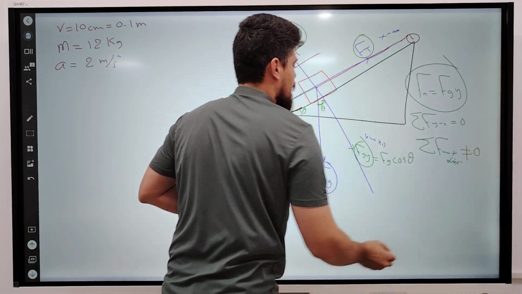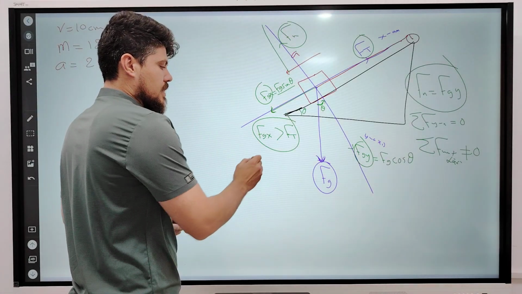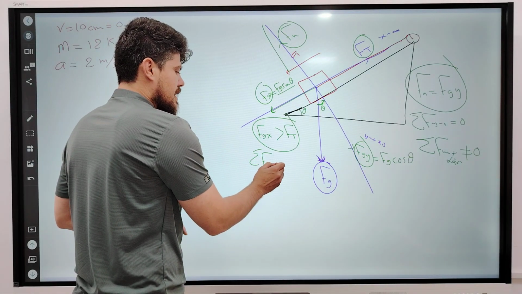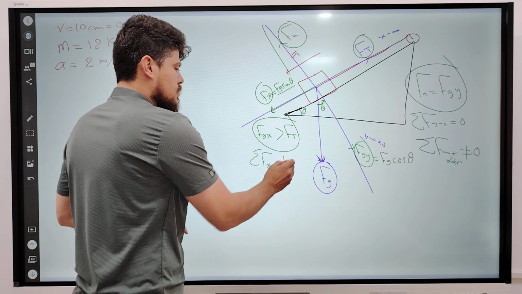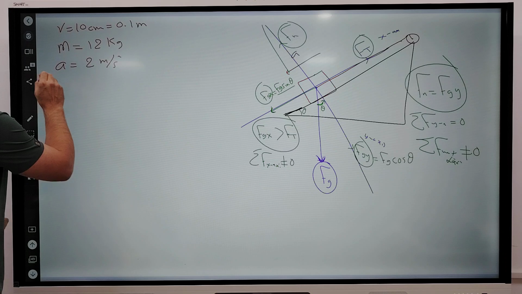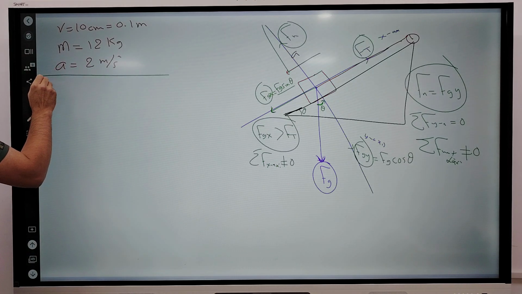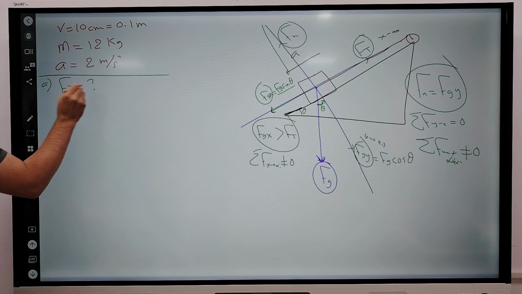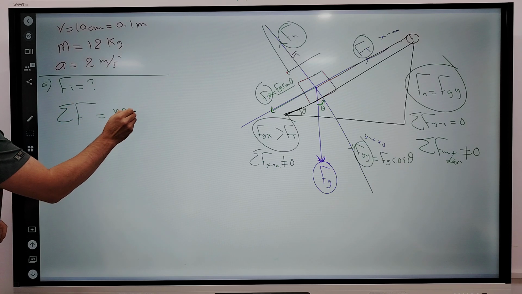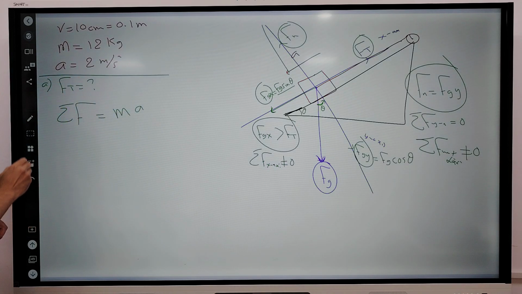is not equal to 0. Fgx is bigger than Ft. Look, net summation force on the x-axis is not equal to 0. Fgx is bigger than Ft. According to Newton's second law, to find Ft, Newton's second law says the summation of the force is equal to mass times acceleration.